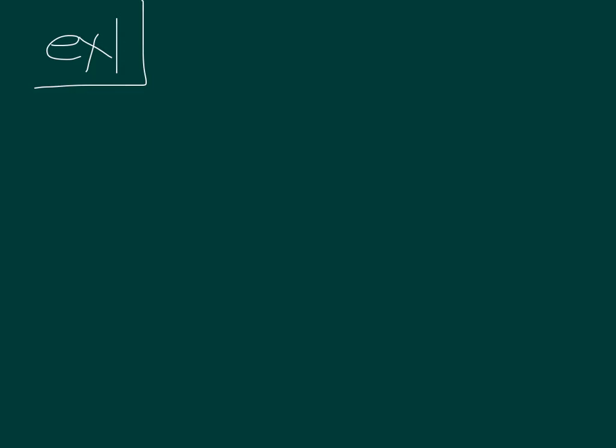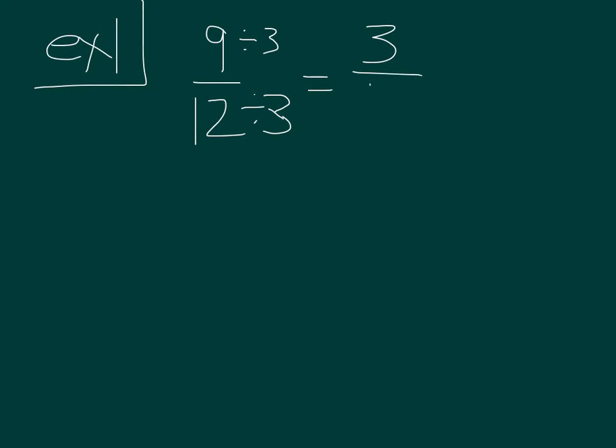Example 1 wants the simplest form of 9/12. Obviously, guys, I know that we know how to do this. But to simplify, 3 is the number that goes into both of those. 9 divided by 3 is 3, and 12 divided by 3 is 4. So that is simplest form.